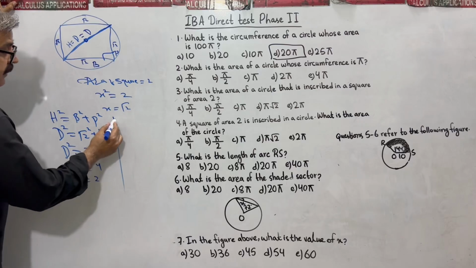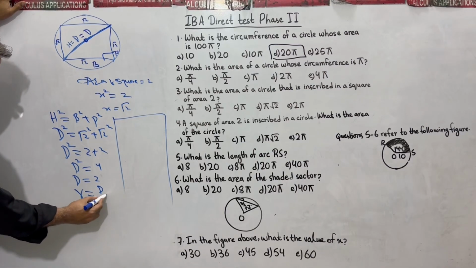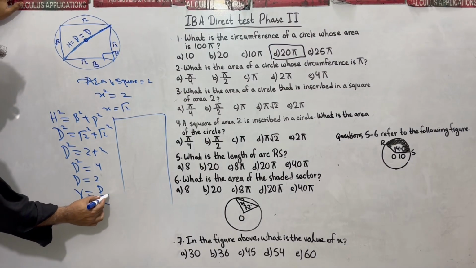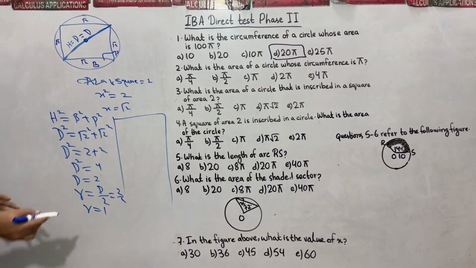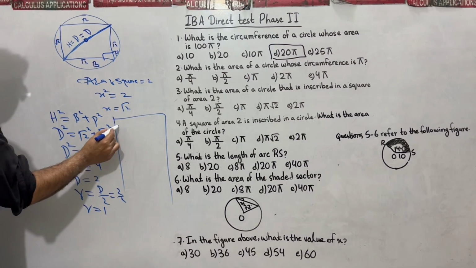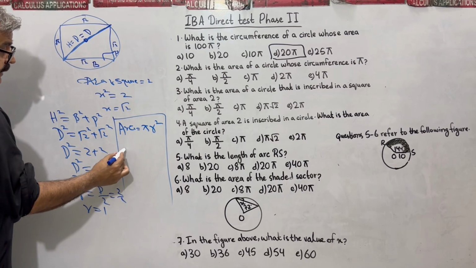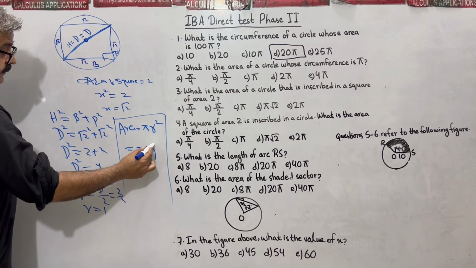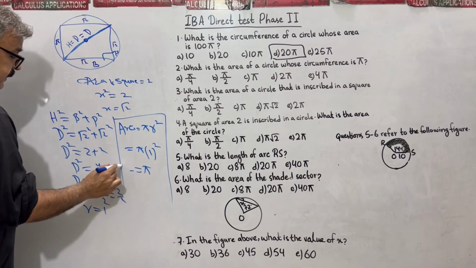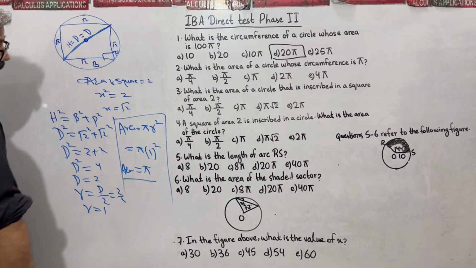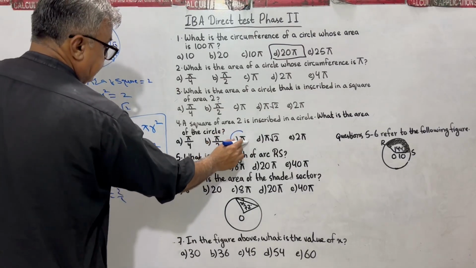We are asked to find the area of a circle, so halve the diameter. Diameter is 2, 2 over 2, so radius is 1. Radius 1 means unit circle. Area of a circle is given by pi r square. The value of r is 1, so that is only pi. Area of the circle is only pi. That's our answer in that case.